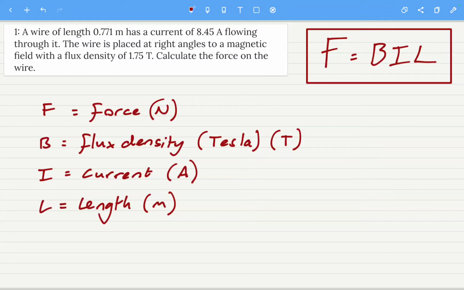F is force, measured in newtons. B stands for flux density. You could also say magnetic field strength or magnetic flux density. That's measured in Tesla, which is a capital T. I is current, measured in amps, and L is length, measured in meters.